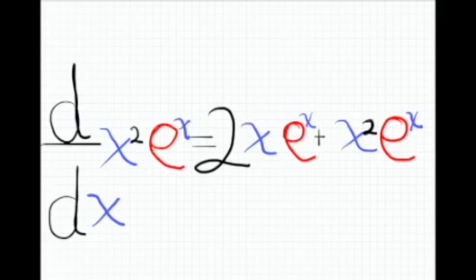Plus, now we take f, which is x squared, and multiply it by the derivative of g, which is e to the x. So we have x squared times e to the x. So putting that all together, that tells us that the derivative of x squared times e to the x is 2x e to the x plus x squared e to the x.